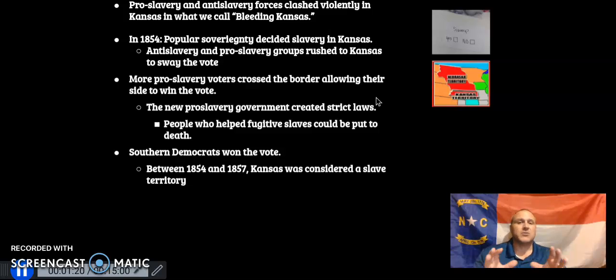He only looked at the pro-slavery legislature. And remember, for the first couple of years, Kansas was considered a slave territory. The South got the Fugitive Slave Act in the Compromise of 1850, so people wanted slavery in Kansas. Northern abolitionists who would help these slaves would get put to death by that new government. So between 1854 and 1857, you have slavery being democratically run by the pro-slavery Democrats of the South.